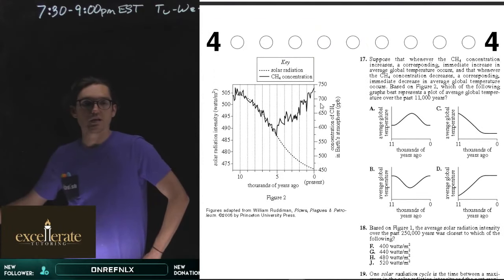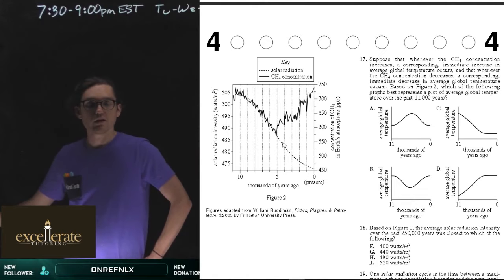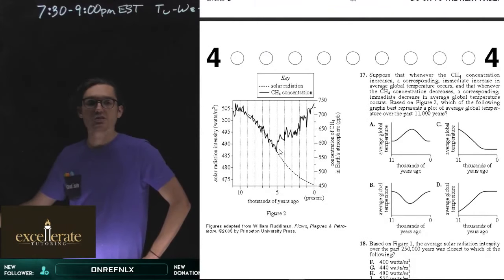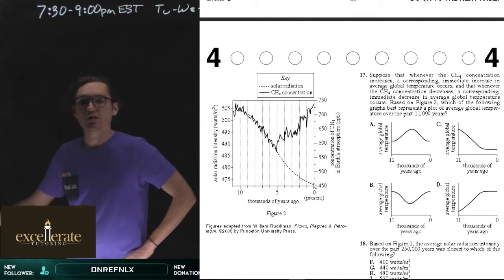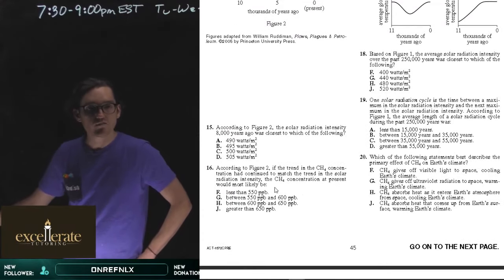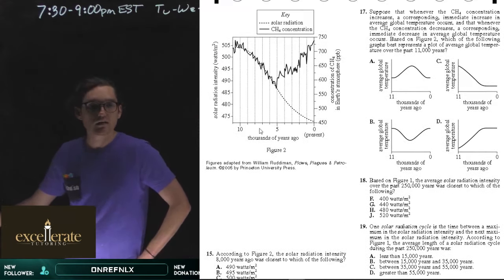Present is on the right side here. That's where we're 0 thousands of years ago. So if CH4 had continued to match it, it would have just kept going down this line and ended up right over here, which is very close to 450. But let's get our scale right. That's 500, which makes this 475. So it's somewhere between 450 and 475, and it's a little bit more than 450. So we have less than 550, that's got to be it. It's not greater than 650 because that is up here.